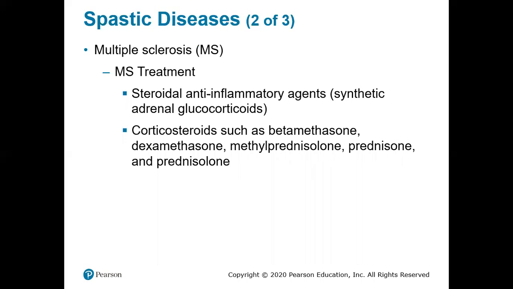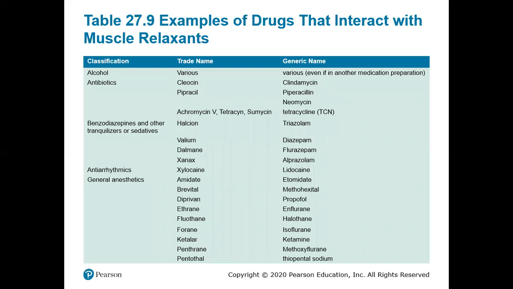Multiple sclerosis treatment includes steroidal anti-inflammatory agents, synthetic adrenal glucocorticoids, and corticosteroids such as betamethasone, dexamethasone, methylprednisolone, prednisone, and prednisolone. Table 27.9 details examples of drugs that interact with muscle relaxants, and that begins on page 432 and finishes on page 433.